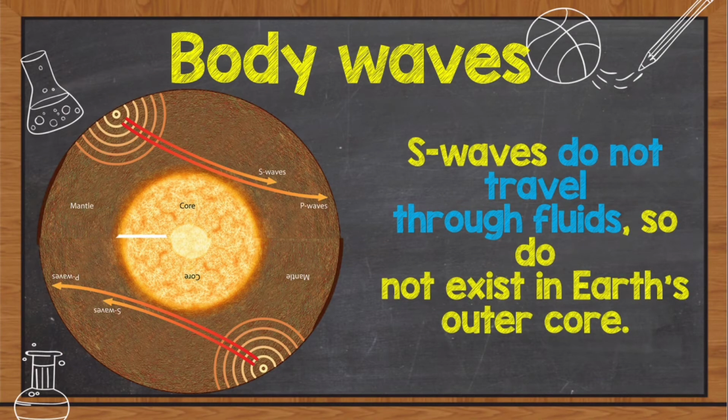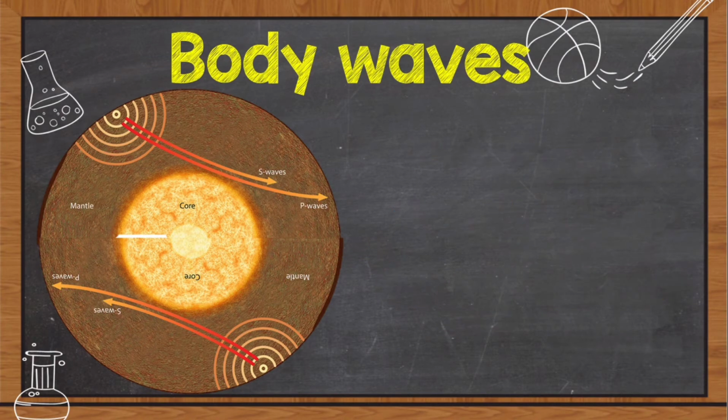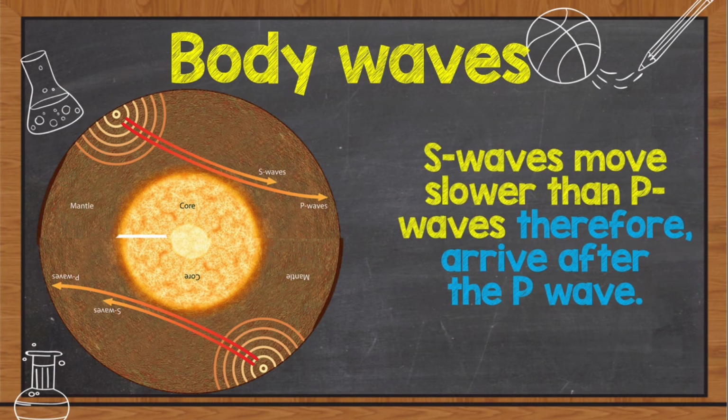S waves do not travel through fluids, so they do not exist in the Earth's outer core. If you still remember, the outer core is made up of liquid iron and nickel. That's why S waves cannot travel to the Earth's outer core. S waves move slower than P waves, that's why S waves arrive after the P waves.